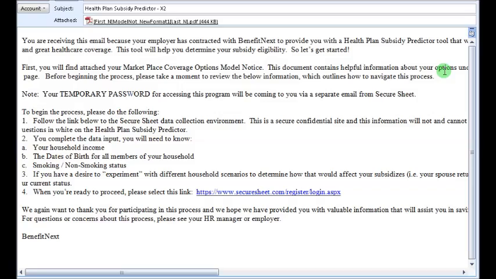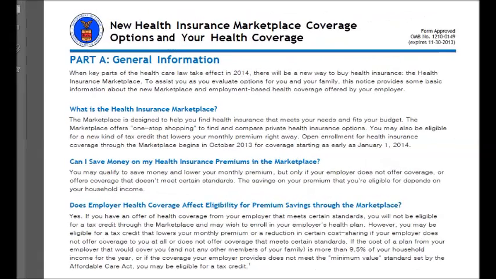Now let's look at the model notice. This first page of the attachment is generic in nature, but it offers the employee some very critical information. It tells them about the health insurance marketplace and that they may qualify for premium savings. It tells them how their employer plan affects their eligibility. If this plan doesn't meet certain coverage standards or isn't affordable as outlined by healthcare reform, they may qualify for subsidies or tax credits. Lastly, it tells them how to get more information. It encourages everyone to visit healthcare.gov to learn more about the Affordable Care Act and their rights.